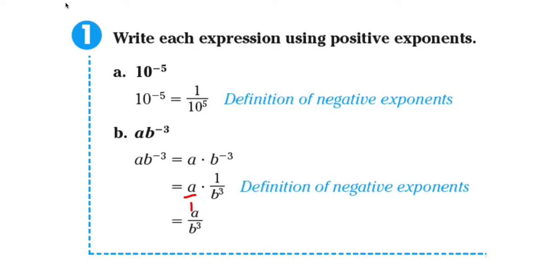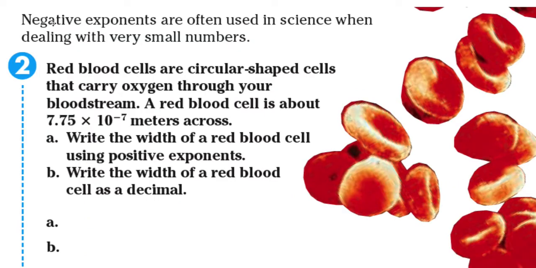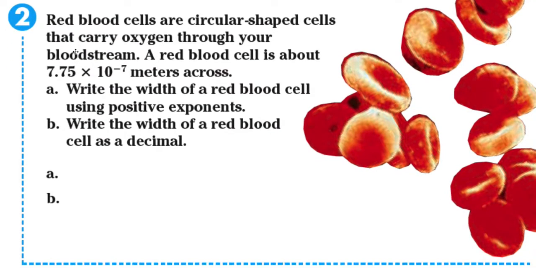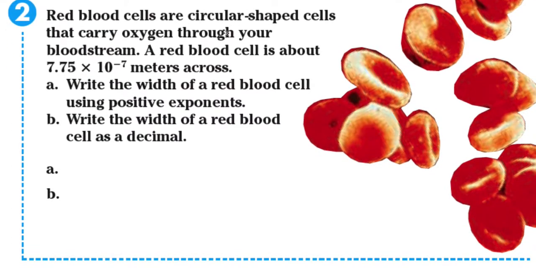Okay, let's take a look at example 2. Negative exponents are often used in science when dealing with very small numbers. Red blood cells are circular shaped cells that carry oxygen through your bloodstream. A red blood cell is about 7.75 times 10 to the negative 7 meters across. Letter A: write the width of a red blood cell using positive exponents. And letter B: write the width of a red blood cell as a decimal.